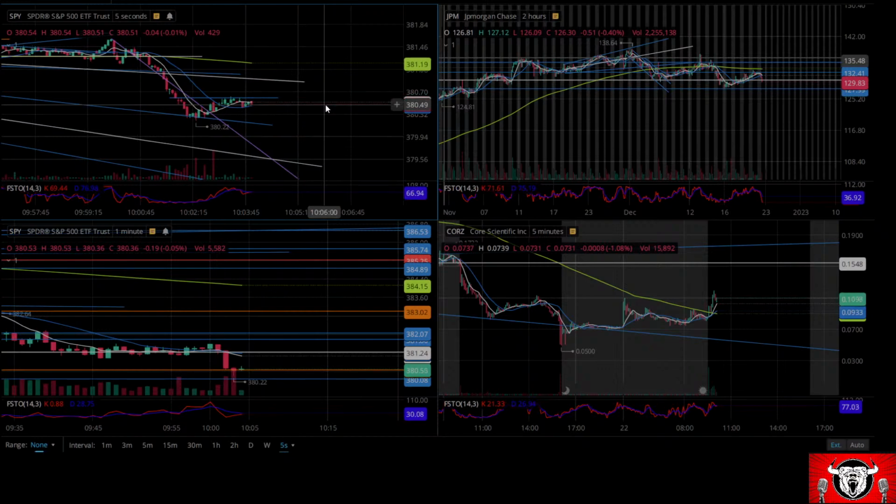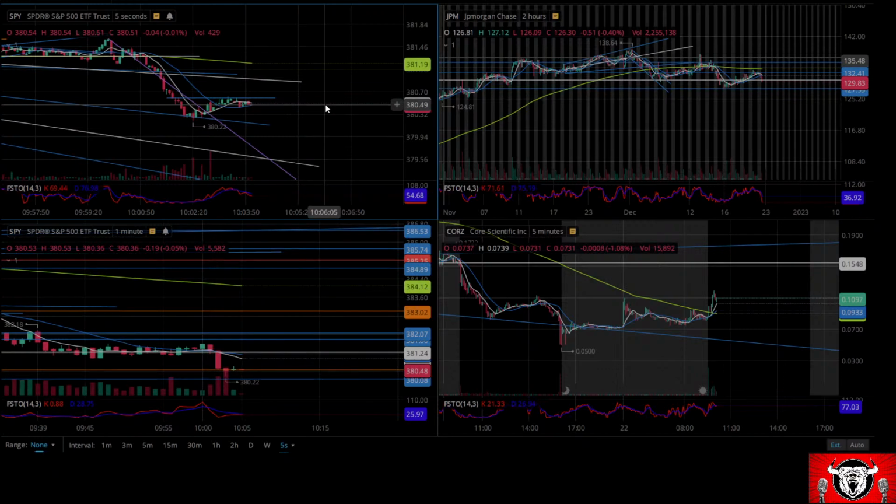Not many people that I know use wolf waves. There's a few. Anybody can draw them anywhere on any time frame. It's not a huge deal, but using them on a 5-second chart, pretty rare.